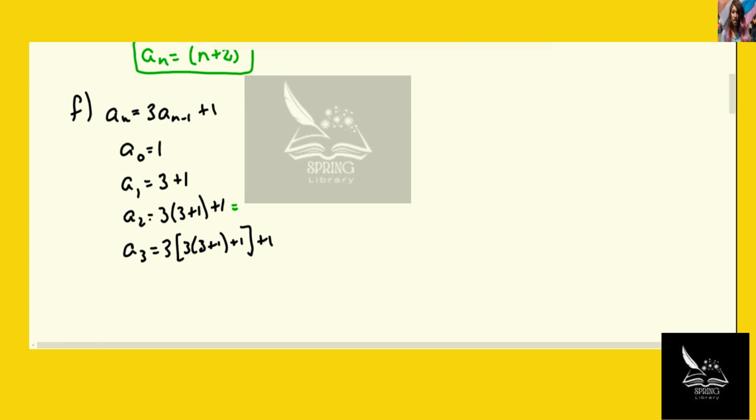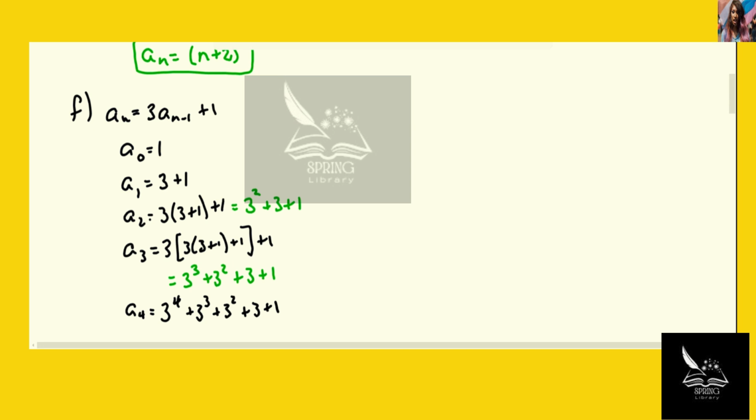I want to get rid of these parentheses. This gives me 3 squared plus 3 plus 1. When I go to a sub 3 and I multiply by 3 again, now I have 3 cubed plus 3 squared plus 3 plus 1. What about a sub 4? If I multiply that by 3, I get 3 to the 4th plus 3 to the 3rd plus 3 squared plus 3, and then I do plus 1.